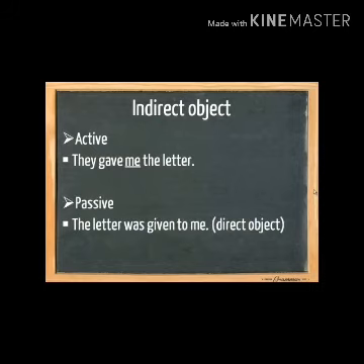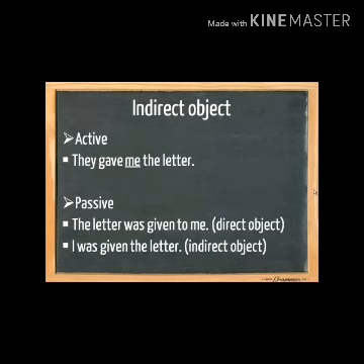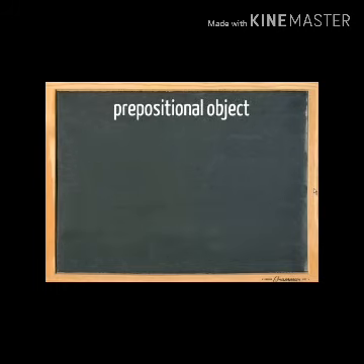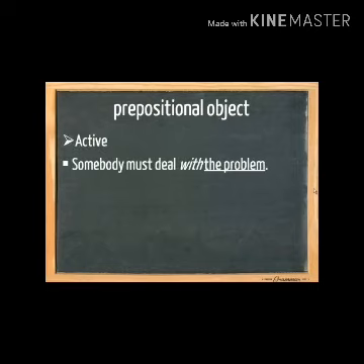For the direct object: the letter was given to me. Quite straightforward. But then, for the indirect object: I was given the letter. So please note that the me has changed into I, because you cannot say "me was given the letter." So both options here.